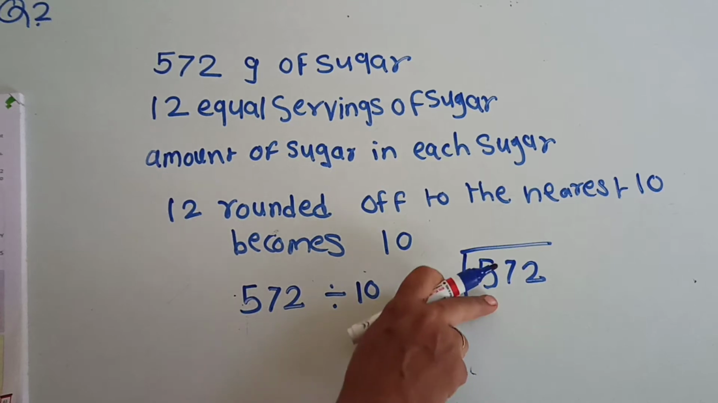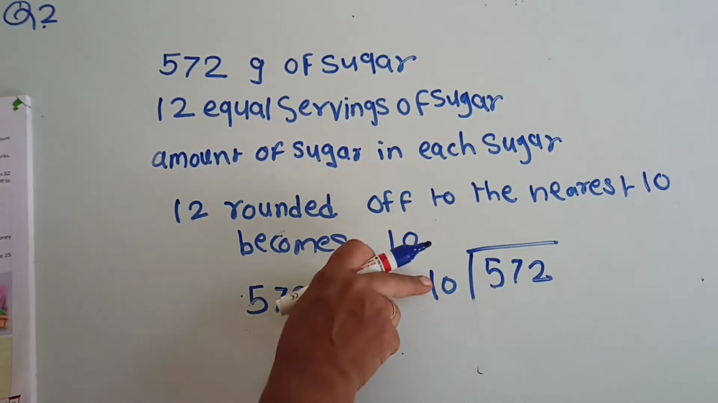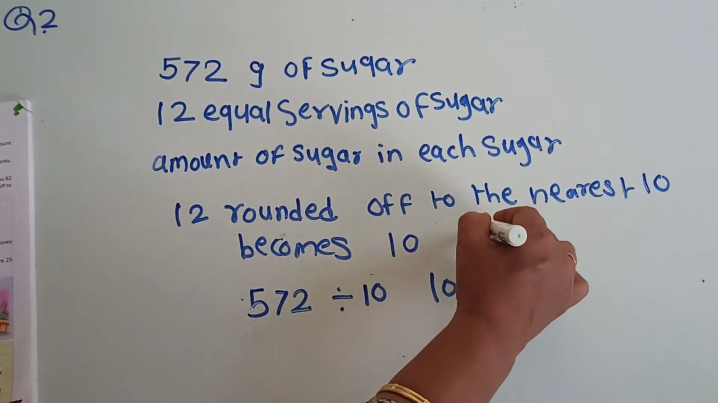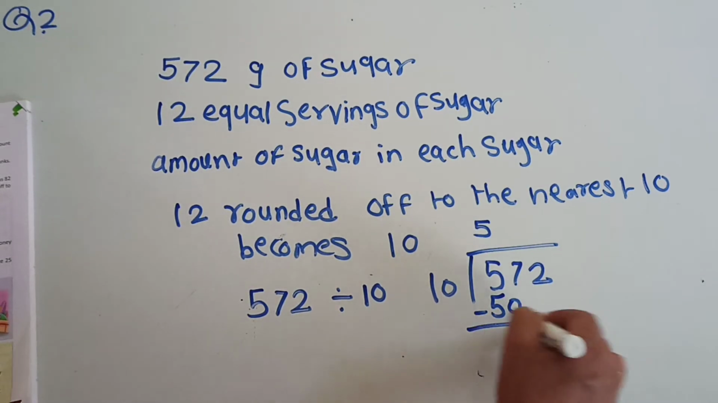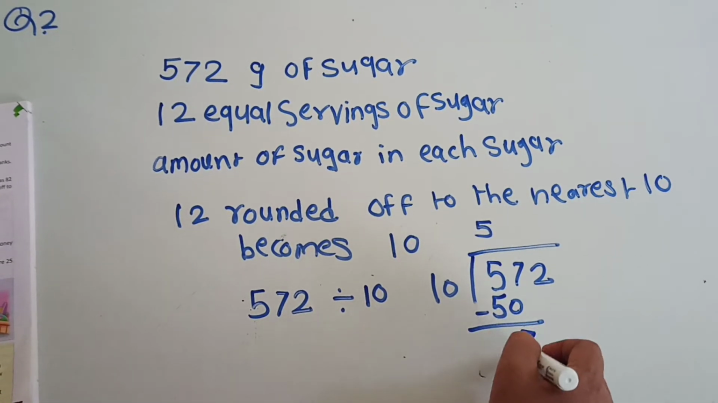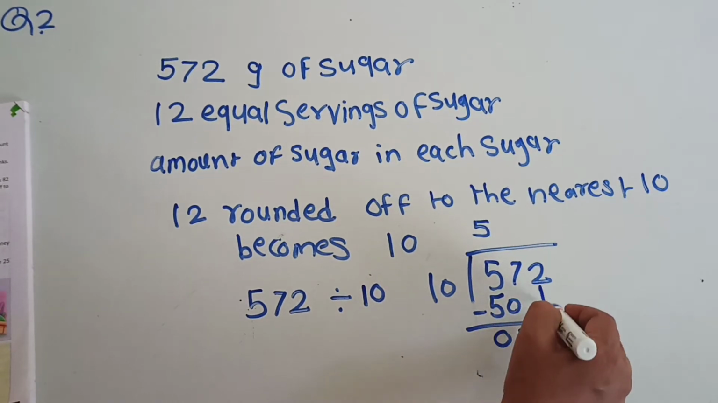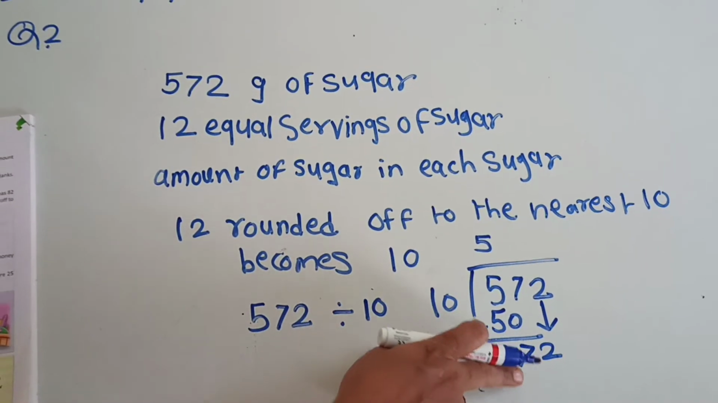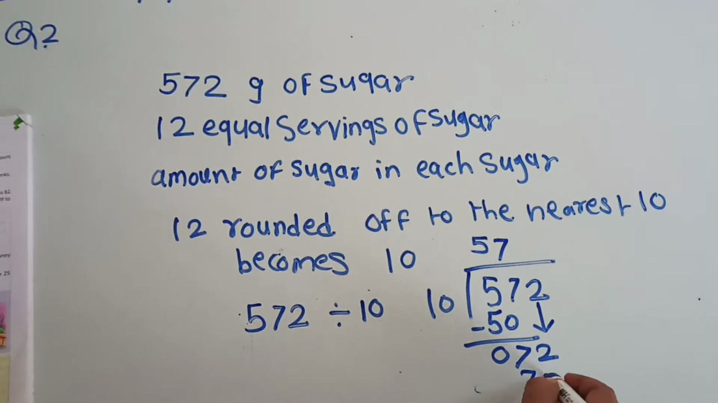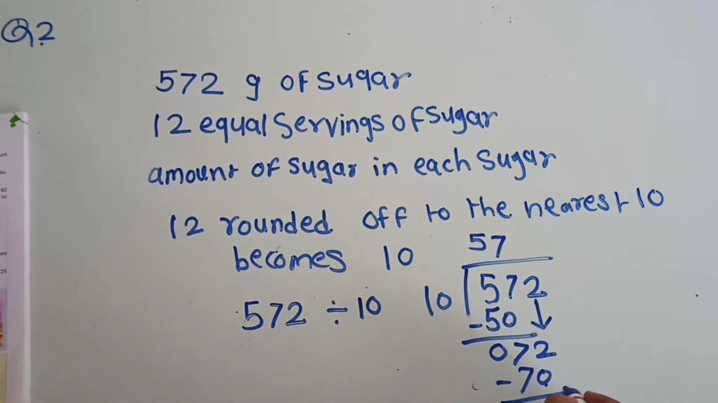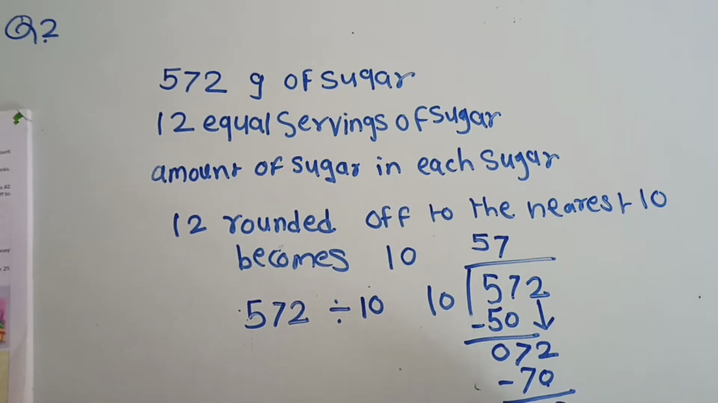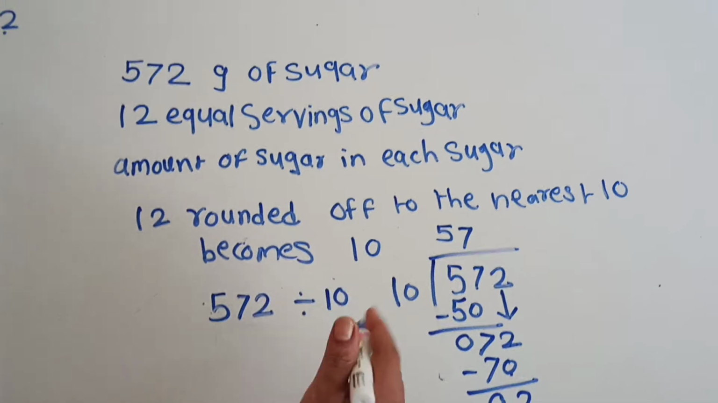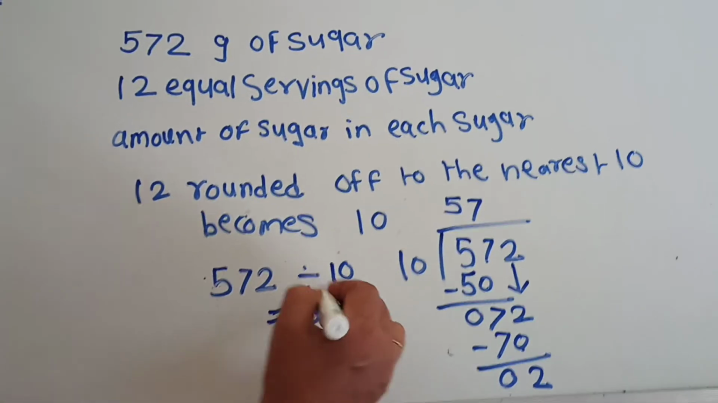Tell me, 10, here is a 5. We cannot divide 5, so we take 57. So 10 5s are 50. Now 7 minus 0, 7. 5 minus 5, 0. Then take this 2 down. We get here 72. Now 10 7s are 70. So 2 minus 0, 2, and 7 minus 7, 0. Okay children, so 572 divided by 10 is equal to 57.